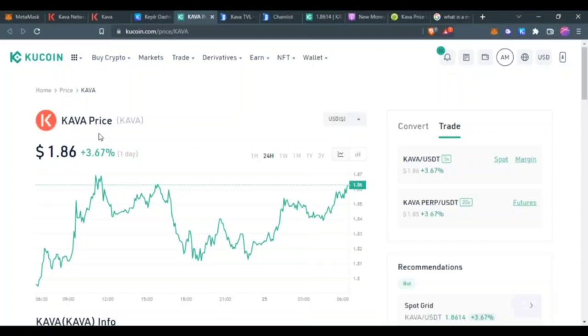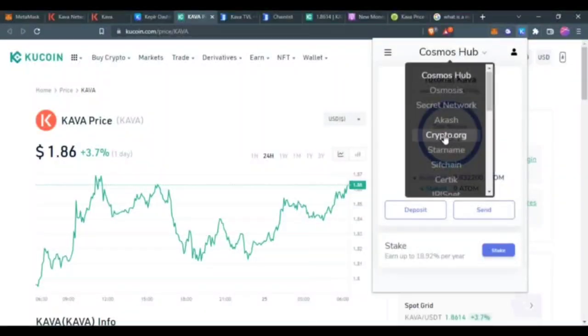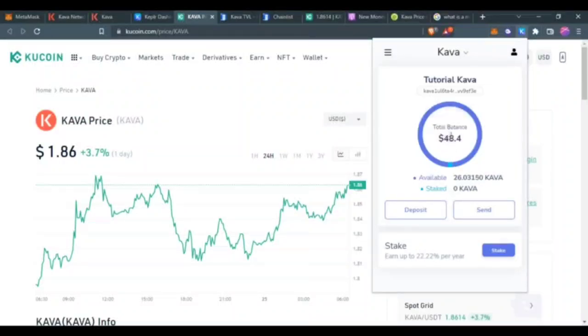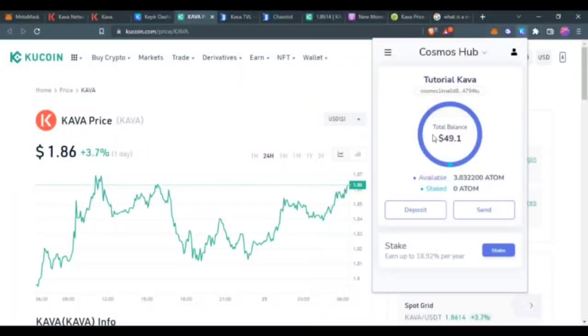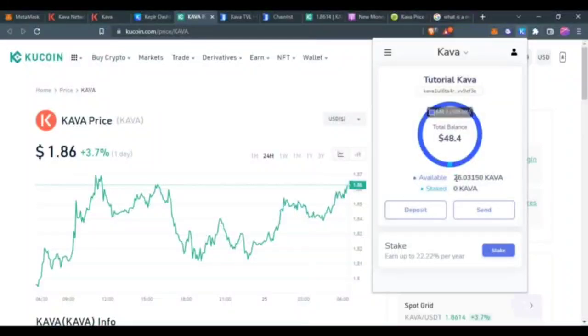So this is, I believe, one of the easiest platforms to gain exposure to Kava as well as Cosmos, and then you would be withdrawing those to the Keplr wallet, Cosmos on the Cosmos Hub, and then as we open this up and scroll down and go over to the Kava, you would be putting the Kava on this side. So we do have Kava, and we do have, there we go. So we got about 3.8 Atom, which is roughly right up under $50 as of right now. And we also have 26.03 Kava, or 26 shares of Kava, coming in at $48.04 as of right now.